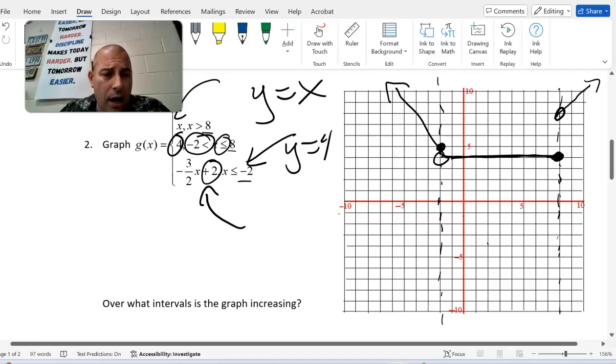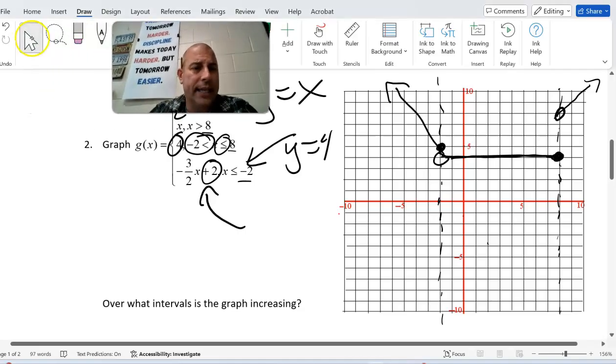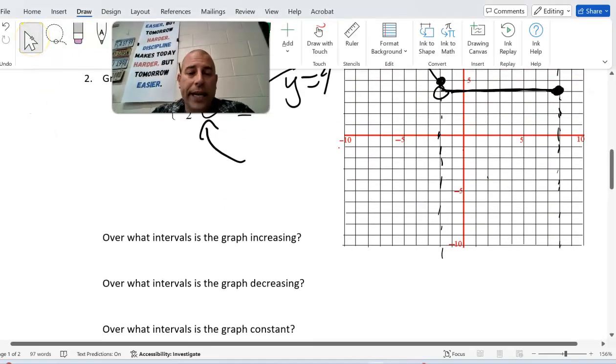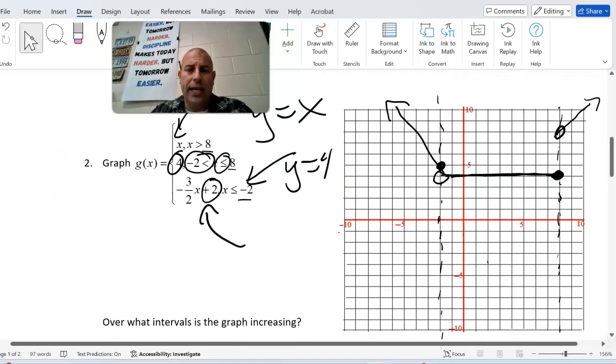Okay, so let's see what they're asking us here. Ooh, increasing. Okay, so again, as we read from left to right, where are we going up? That's only over here on the far right side.